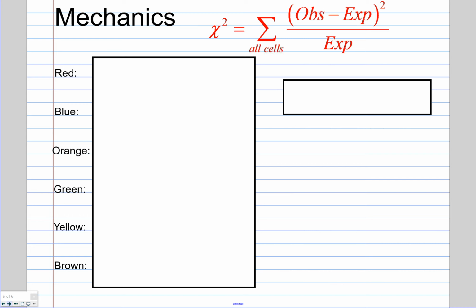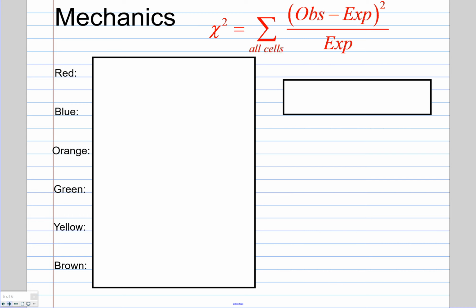Observed values. This is what we actually have. So let's look at how many red did I actually open and see and count. Do you do that for every single one? Yes, right? How many? 57. So 57 minus how many did I expect to see that would be red? 43.6. You're going to square that.